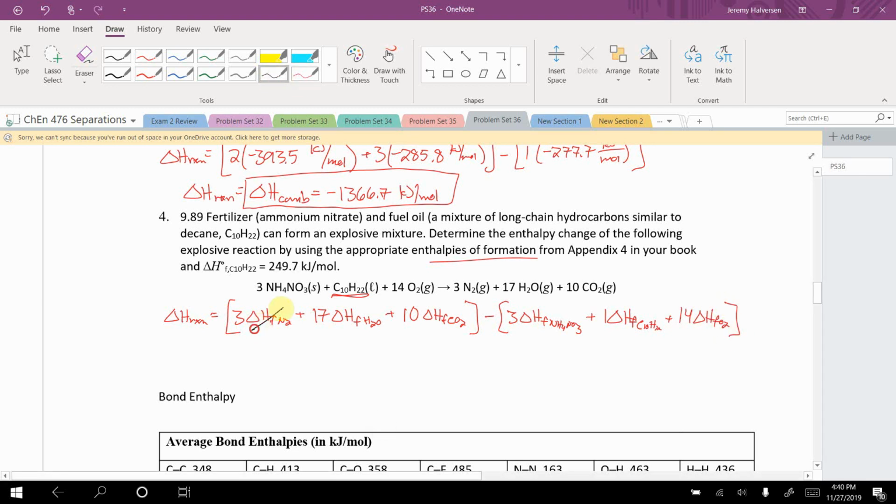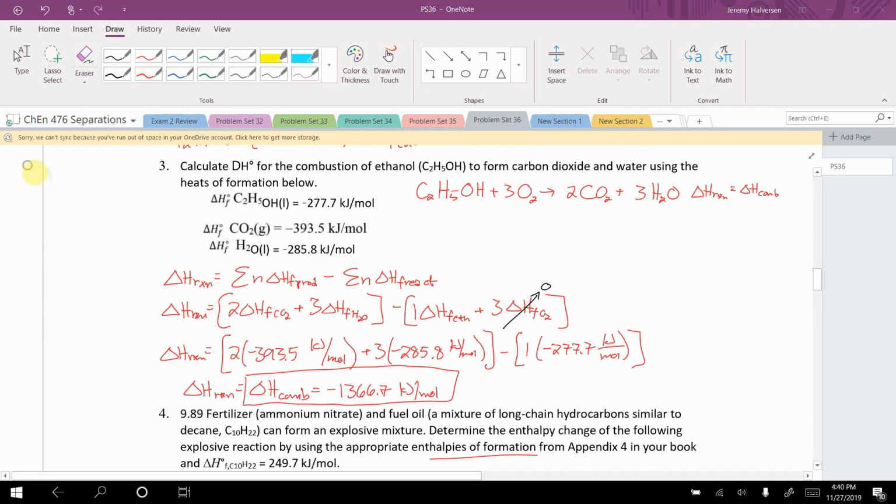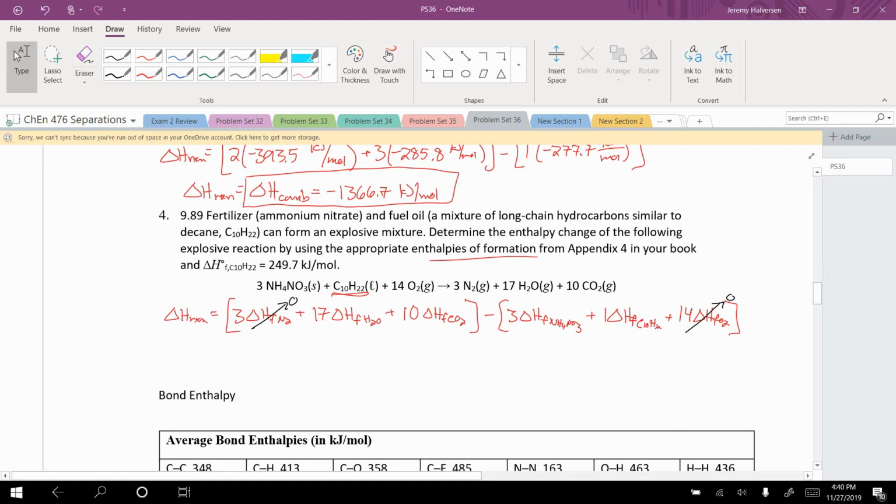So I know the N2 is going to be 0 because it's a pure element. I know the O2 is going to be 0 because it's a pure element. And it tells me to look up the other ones in the appendix. Well, I'm not going to go that far because I have water and CO2 right here. They give me this one in the problem, so it's really just that guy I have to look up in the appendix. But let's write this out.